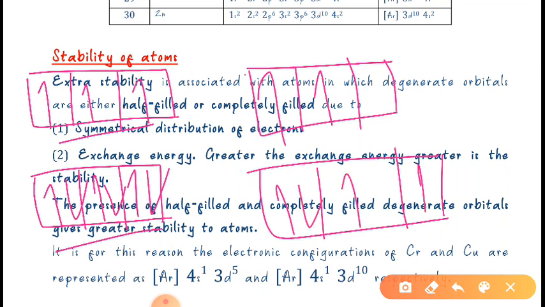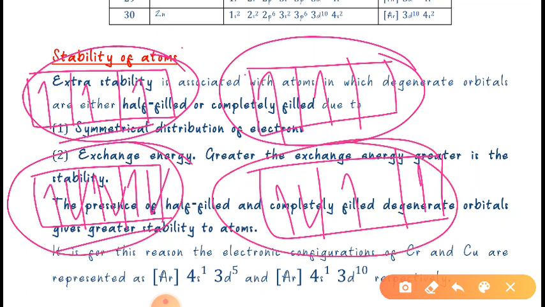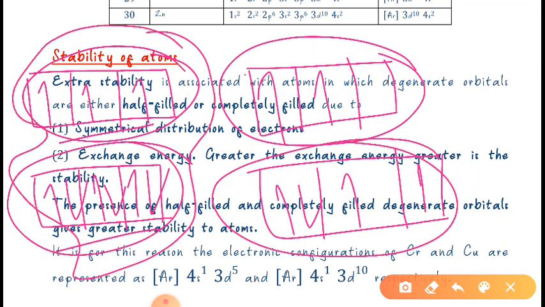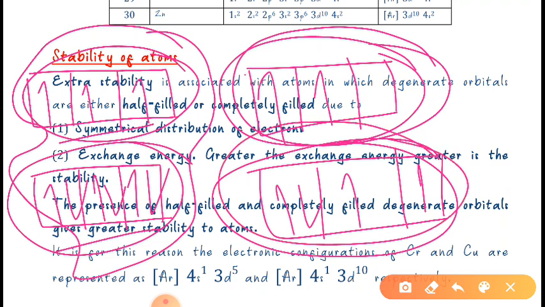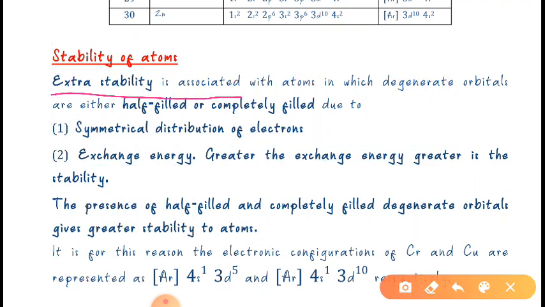So when we talk about stability, this half filled one will be more stable than this. Or we can say that this fully filled is more stable than this. So fully filled and half filled will be more stable than this. I hope you are understanding this. Extra stability is associated with an atom in which the degenerate orbitals are half filled or completely filled. If the orbitals are half filled or completely filled, that will be more stable than the one which is not half filled or not fully filled.